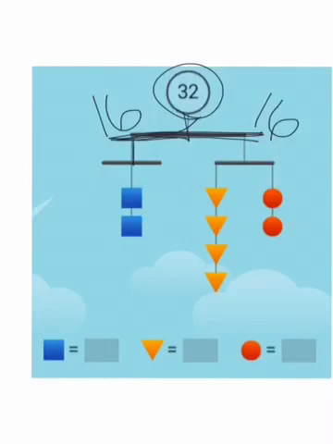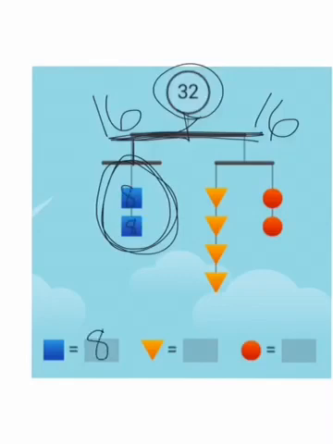Then, looking at just the left, we know we have two blue squares that add up together to equal 16. So using our mathematical problem solving, two blue squares added together to equal 16, we could take 16 divided by 2 and know that each one of those equals 8. So just checking that, we have 8 plus 8 equals 16.